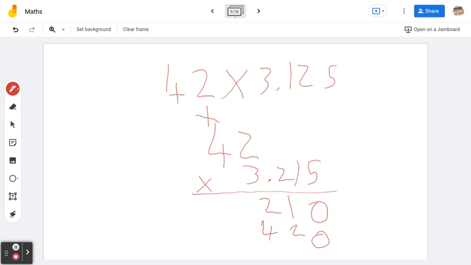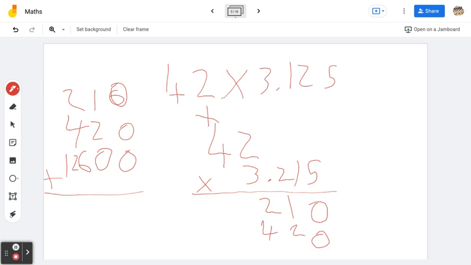Now we have, okay, let's write it all over here, 210, 420. These are our numbers. This is a 0, not a 6. Now we're going to put 2 zeros over here, okay? And now we're going to do 3 multiplied by 2, which is 6, and 3 multiplied by 4, which is 12, okay? Now we're going to add these values up.